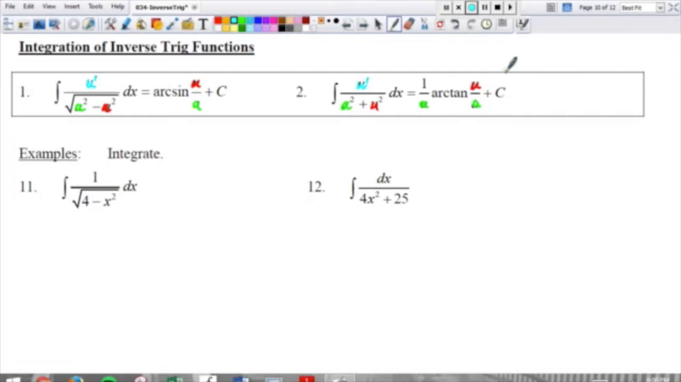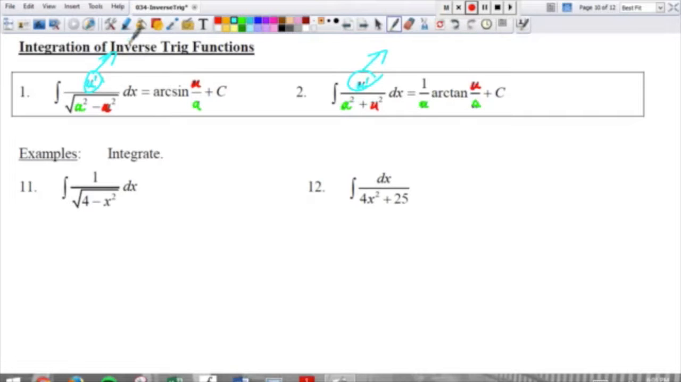Okay? As always, we have the plus capital C, the constant of integration. And these hook-offs, U prime is a hook-off. Okay? Alright. Well, I'm certainly ready to go.